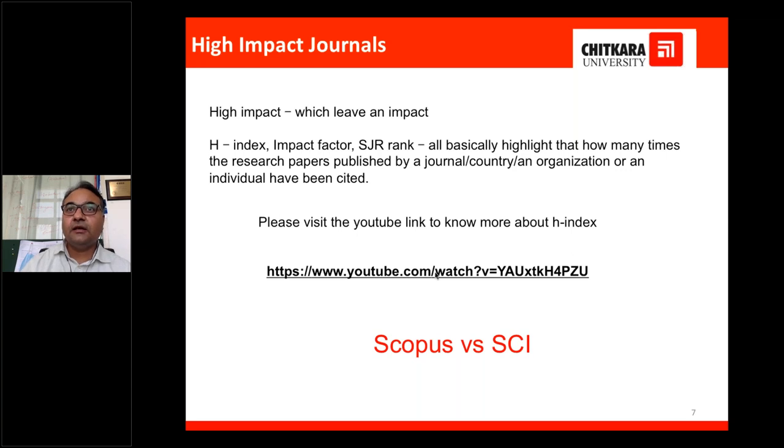So it means the list of SCI journals is more trimmed, more refined, and only high quality journals make it to that list. Otherwise, when it comes to regulatory norms, whether NAAC norms, UGC norms, or even our university norms, if one publishes an article even in a Scopus indexed journal, he becomes eligible for all the incentives and draws quite a good amount of respect.